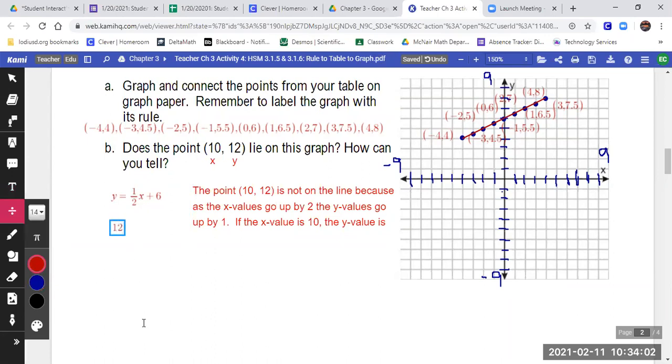If we said y was 12, and we do half of the 10 plus the 6, right? That's our equation. We're checking. We're putting both of these in the x and y spots. We would have 12 equal to half of 10 is how much? Guys, what's half of 10?